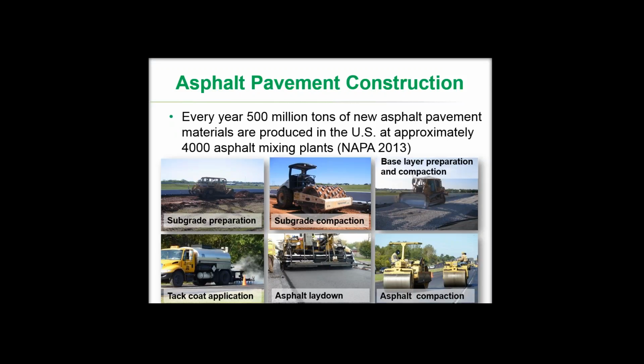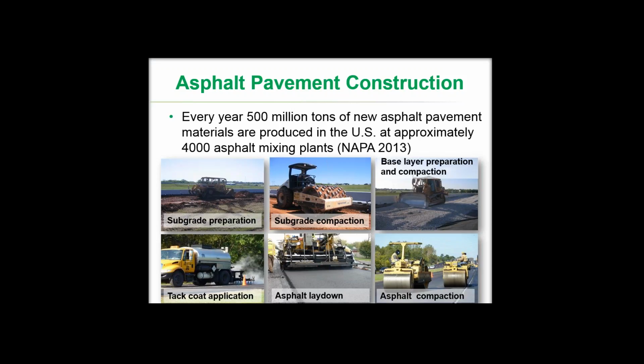And if you look at this picture here, you can see the process of producing or constructing pavements. Every year there are around 500 million tons of new asphalt pavements produced in the US, and they are coming from approximately 4,000 asphalt mixing plants. In the construction process, there is excavation or maybe bringing some materials to the site and preparing the subgrade, making sure that we are achieving the required CBR, and preparing the platform for placing the aggregate, if it's a bound or unbound aggregate material.